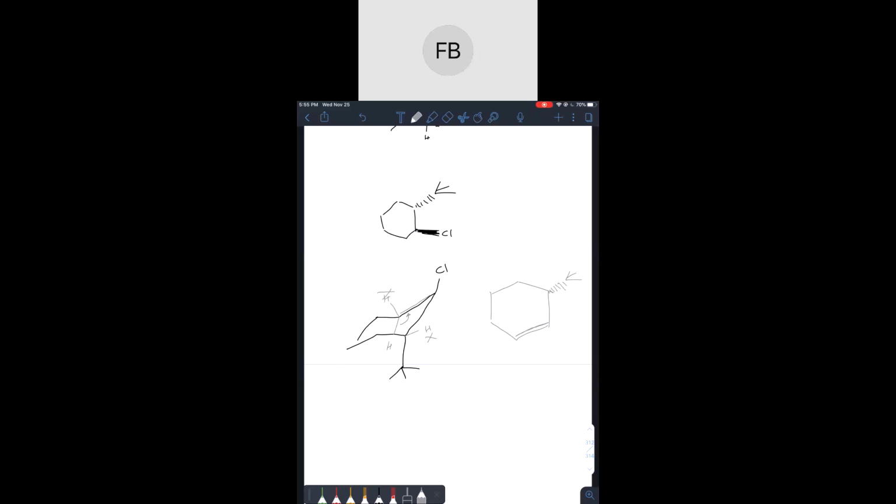And remember that word, because it is so important. That word is the golden ticket to actually getting all the credits. You have to write anti-periplanar or anti-coplanar. I don't know, it doesn't seem to matter really.